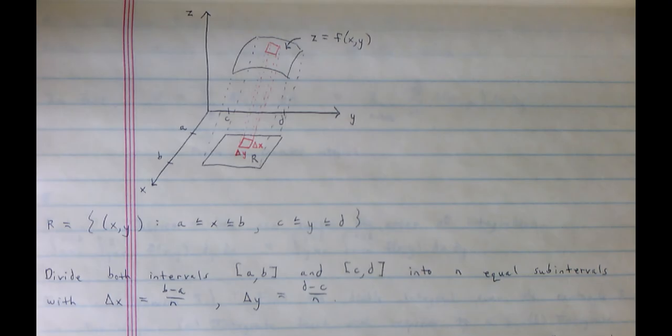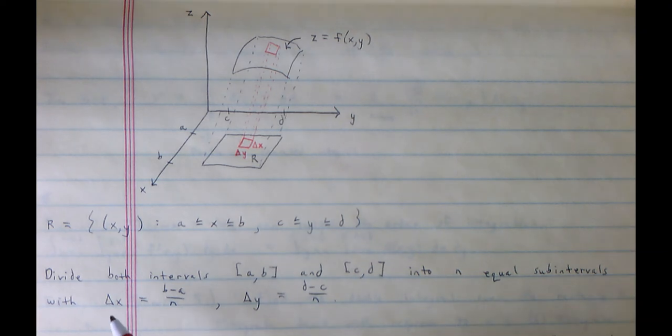So the way we'll go about finding this volume is very similar to what we did back when we were working with a function of a single variable and trying to find the area between the curve and the horizontal axis. It's this idea of a partition and sum. So that's exactly what we're going to do here to find the volume. Step 1 is to divide both intervals, [a, b] and [c, d], into n equal subintervals.